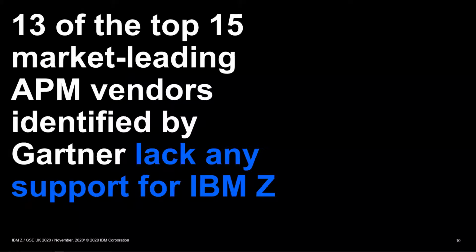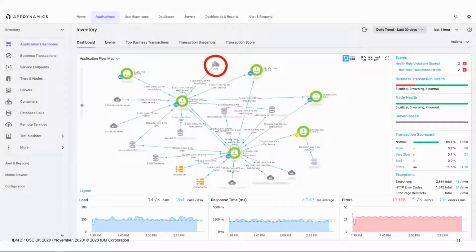One of the big challenges with the market leading APM vendors is that they lack any support for IBM Z. According to Gartner Research, which I know a lot of you use as the go-to for evaluating top solutions, 13 of the 15 top APMs don't have any integration into IBM Z. If we take a look at this screen, which happens to be an AppDynamics console, the key thing I want to draw your attention to is the red circle there.